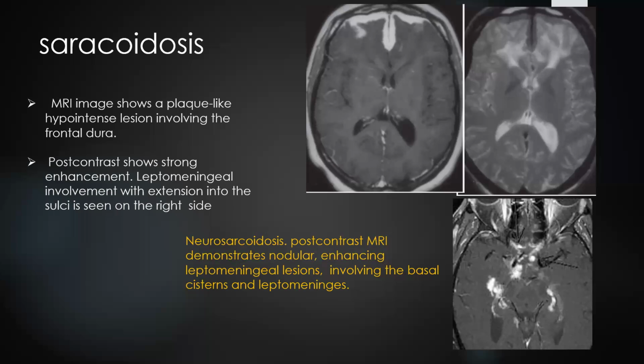In this case, MRI shows a plaque-like hypointense lesion involving the frontal dura. In post-contrast enhancement, leptomeningeal involvement with extension into the sulci is seen on the right side. And in this case, the post-contrast MRI shows a nodular enhancing leptomeningeal lesion involving the basal cistern and leptomeninges.